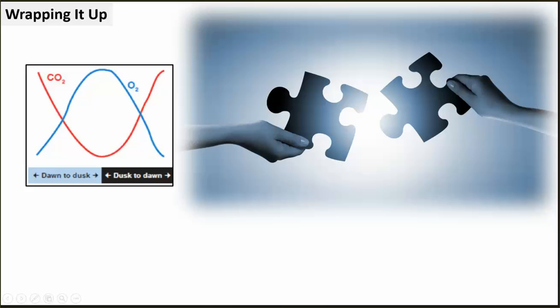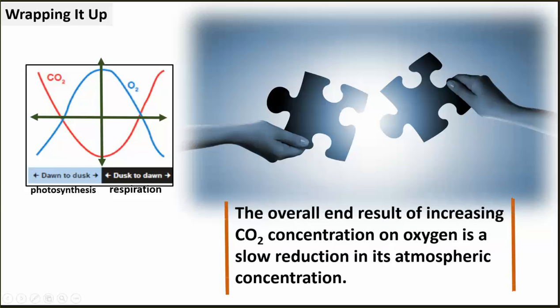As a result of the balanced ecosystem loop of photosynthesis and respiration, the net result of CO2 fertilization is no significant change to the concentration of atmospheric oxygen from increased levels of photosynthesis. The overall end result of increasing CO2 concentration on oxygen is a slow reduction in its atmospheric concentration.